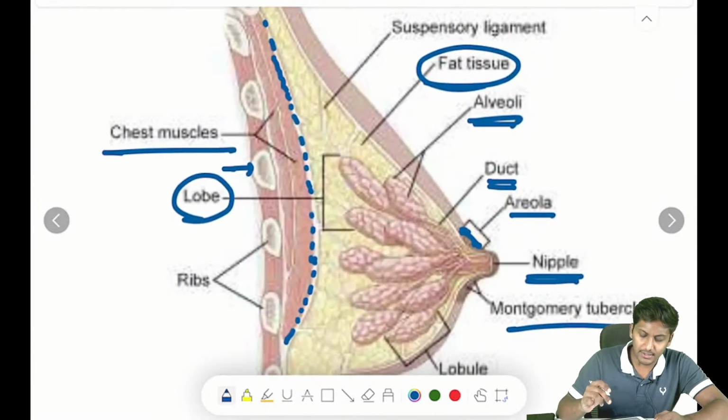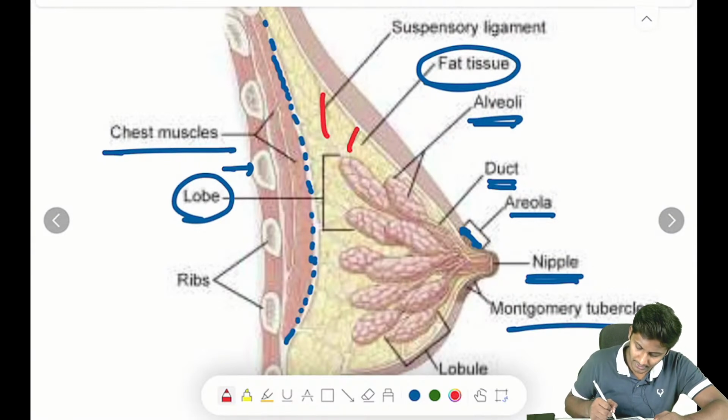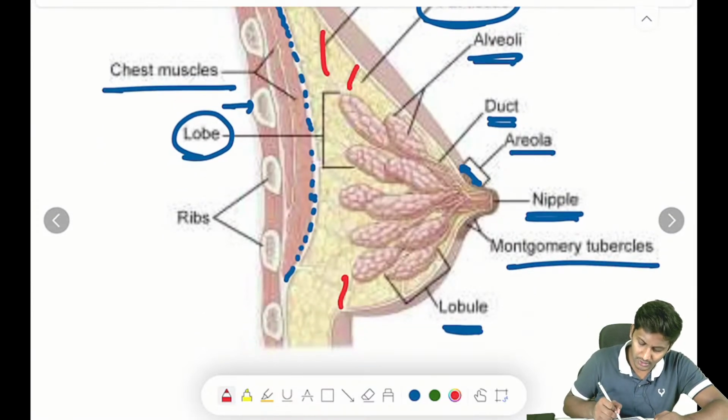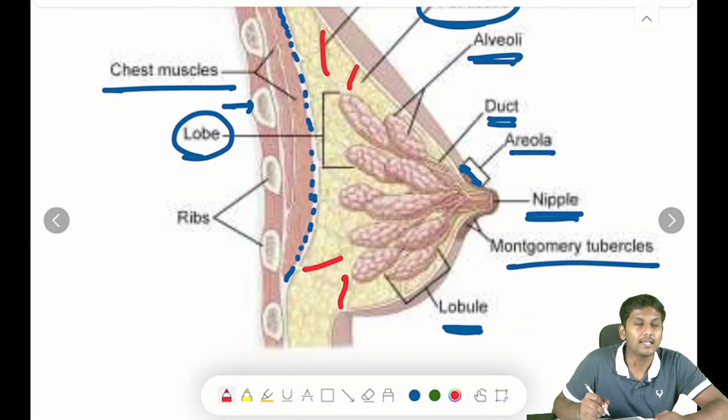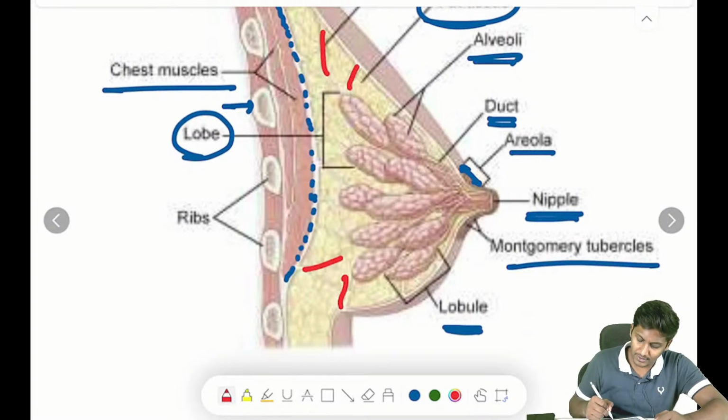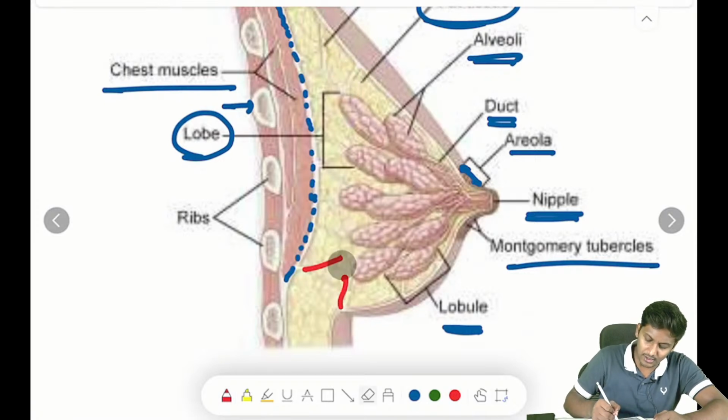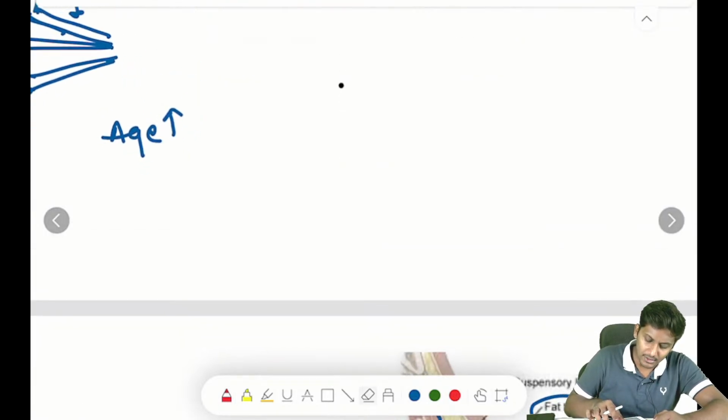And important is, inside the breast, to support the breast tissue, can you see these, what I'm highlighting right now? These are nothing but your suspensory ligaments. These suspensory ligaments are actually attached to the skin. For example, if I draw it like this, there will be something like this.